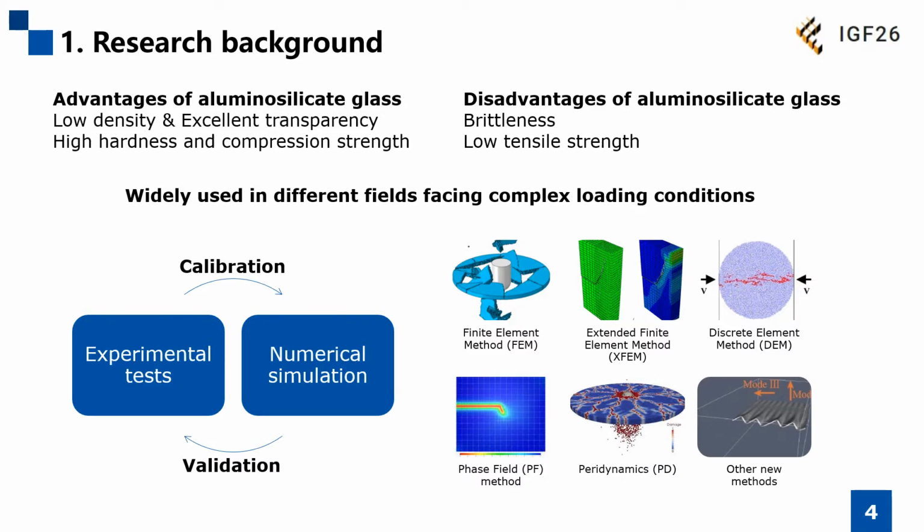The advantages of aluminosilicate glass include its low density, excellent transparency, high hardness, and also high compressive strength. However, it has disadvantages such as its brittleness and low tensile strength, which can cause very sudden failure of glass structures. Numerical simulations together with experimental tests are essential for structure design, optimization, and evaluation.